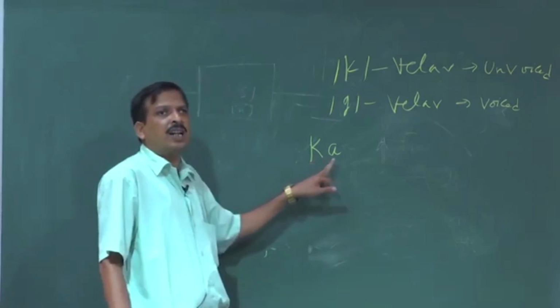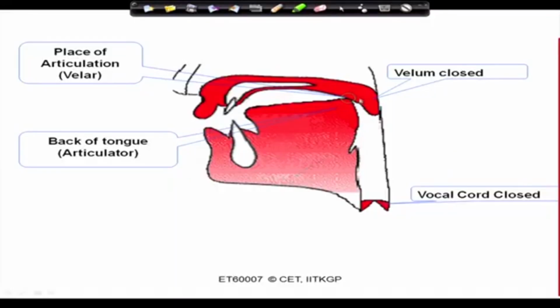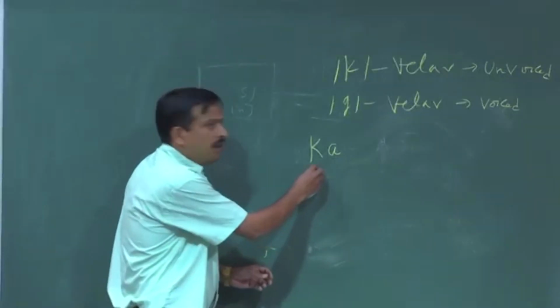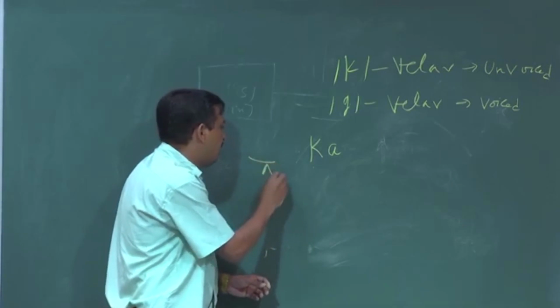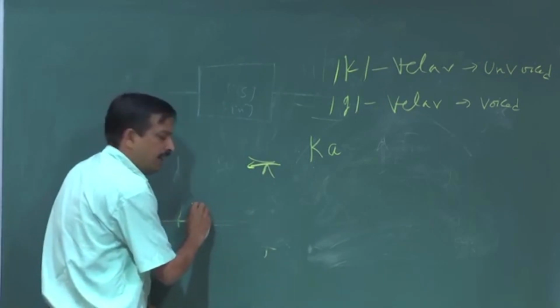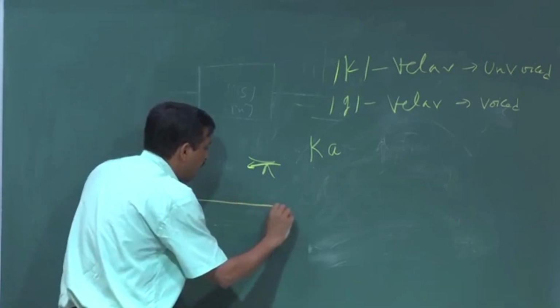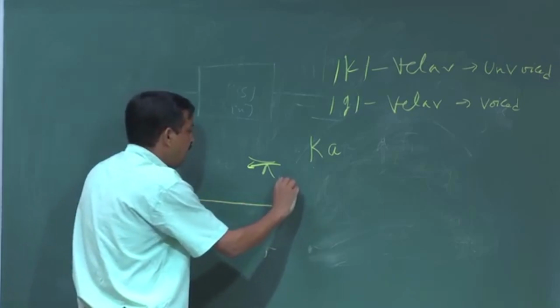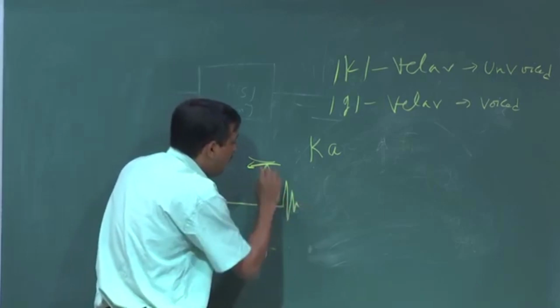Think about the production sequence. If I want to produce ka, the back of the tongue touches the velar position and the cavity is totally closed. Then suddenly it has to burst. When the constriction opens, a burst sound will be released. I will show you in the wave acoustic signal also: it is silence, no signal, and suddenly there will be a burst.